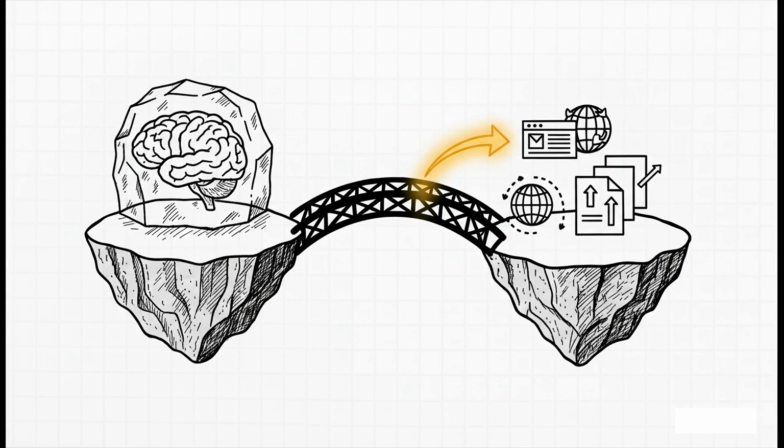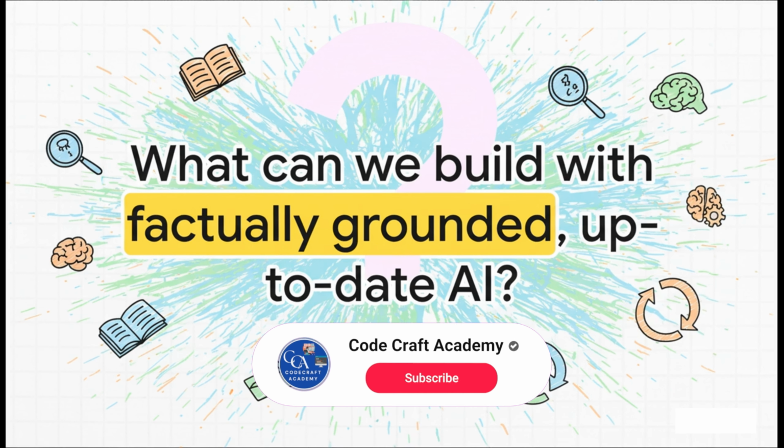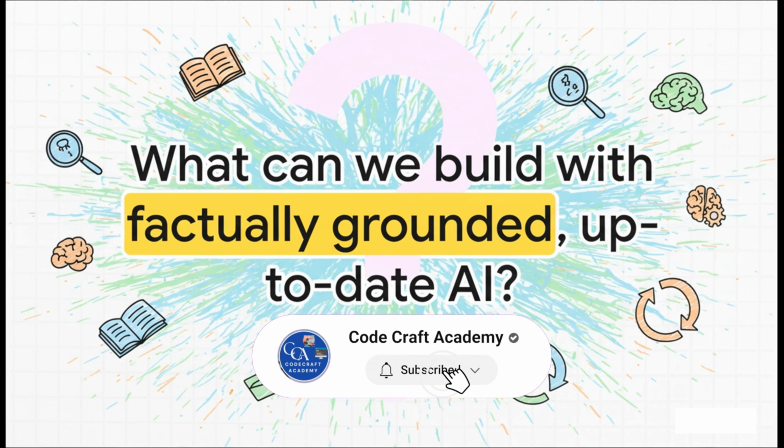And at the end of the day, that's what RAG is. It's the bridge. It connects the frozen, static knowledge of a pre-trained model to the living, breathing, constantly changing information of the real world, or your own company. So this all leaves us with a final, really powerful question. Once our AI is factually grounded and always up to date, what can we build with it? What are the huge problems, the ones we once thought were impossible, that we can finally solve? That's the future that RAG is unlocking for us right now.